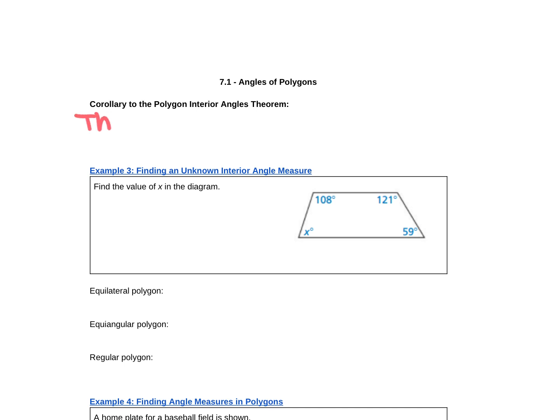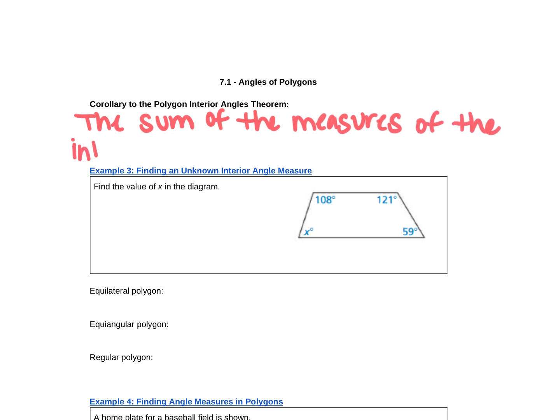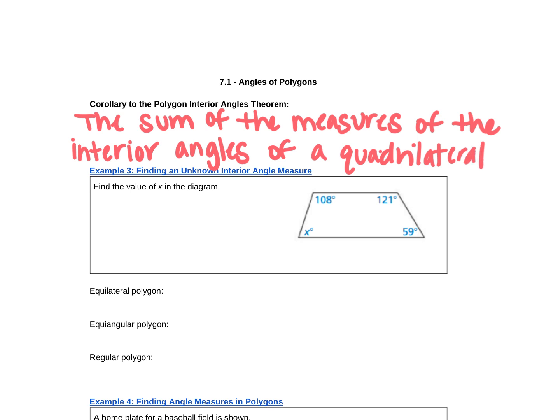So we would say the sum of the measures of the interior angles of a quadrilateral is 360 degrees. So if you ever have a quadrilateral, you can just go ahead and make it equal 360 right away. So in this one, we want to find the value of x.